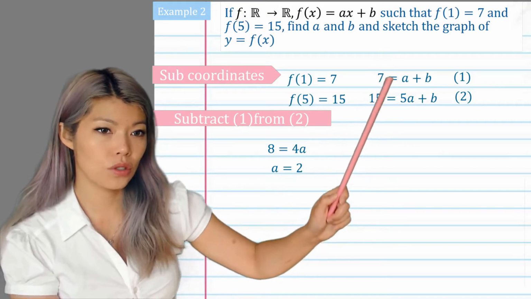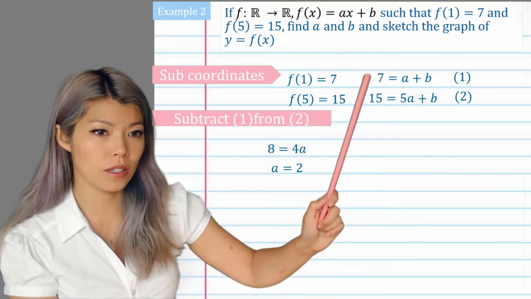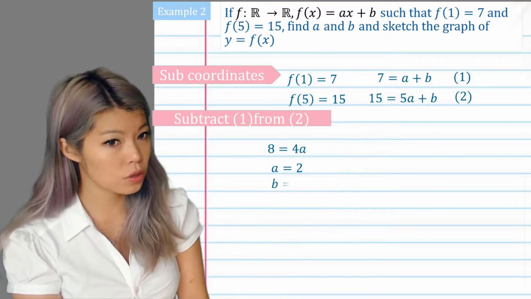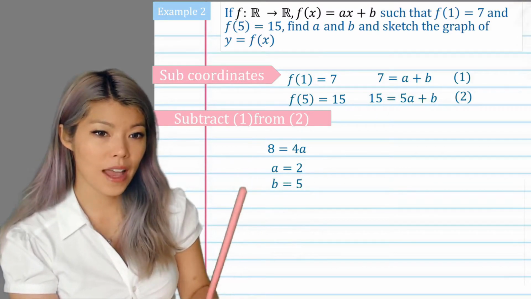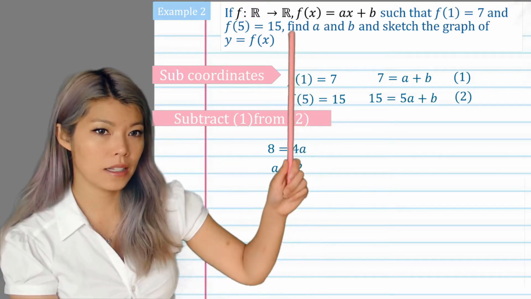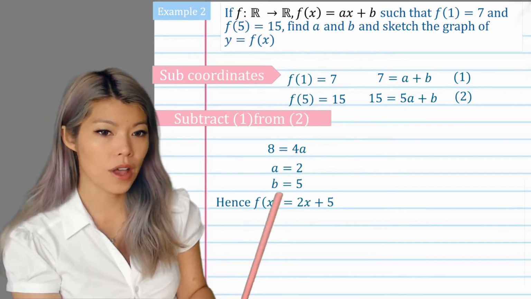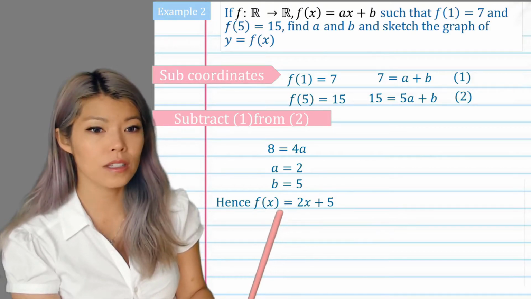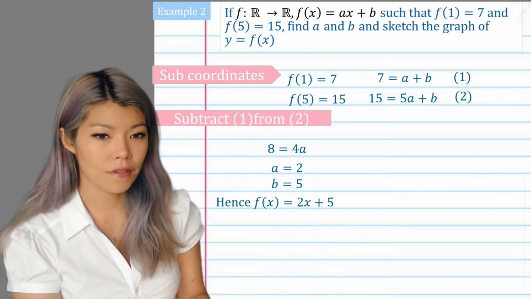Which one would you use to find b? I would always use the simpler one. So if a is 2, then b would be 7 minus 2, which is 5. So we have a and b. Now we can plug it into the function notation. So f(x) equals ax plus b, or in other words, 2x plus 5.